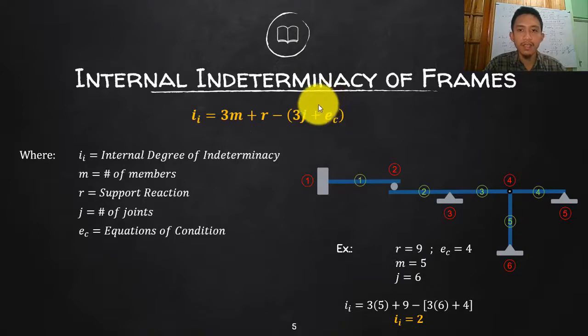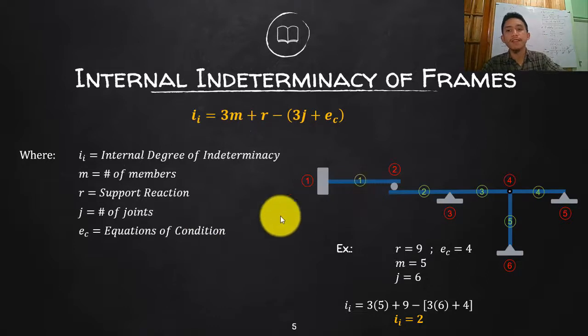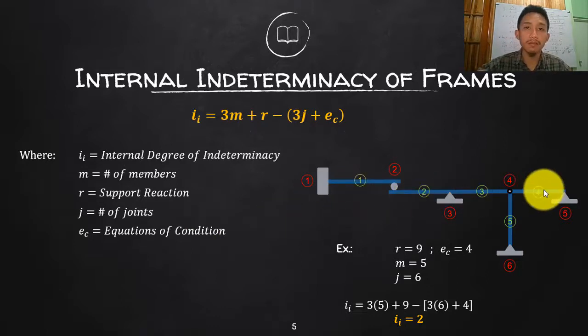And the quantity that is enclosed is your equations: 3 times j, wherein j is the joints, m is the members, r is the support reactions, and of course E sub C is the equations of condition. Again, the equations of condition will help to solve the member forces also. So how do you know that it is internally indeterminate? Make use of this formula again, where these are the supports and these are the equations.